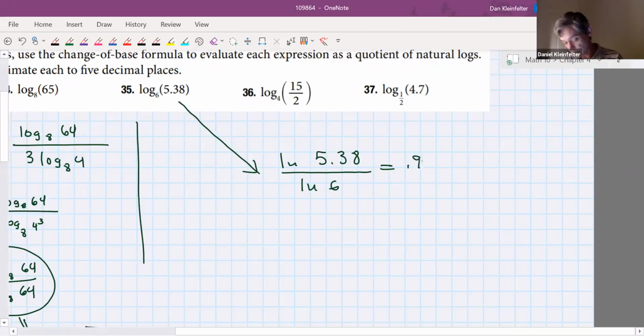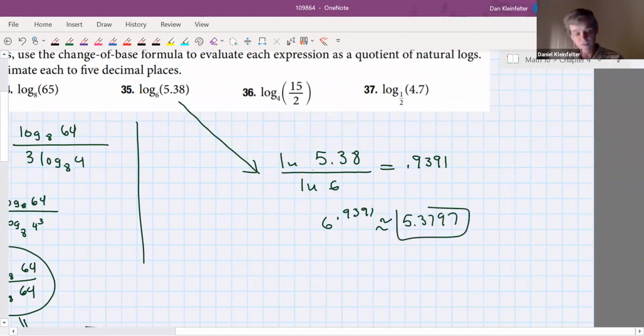0.9391. And then just to check, 6 raised to the 0.9391 power. 5.3797. Okay, and that sounds close enough to the 5.38. I think we did a good job.